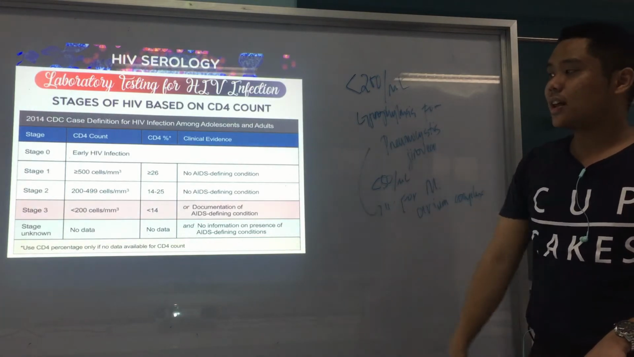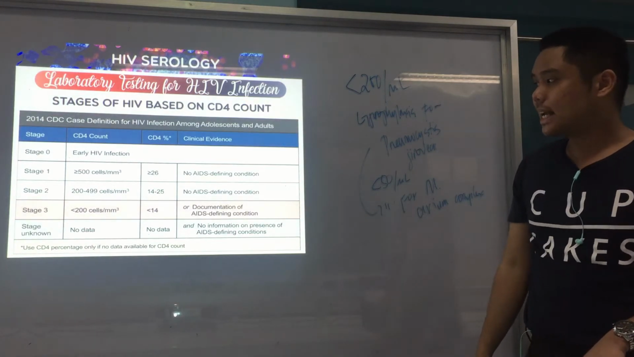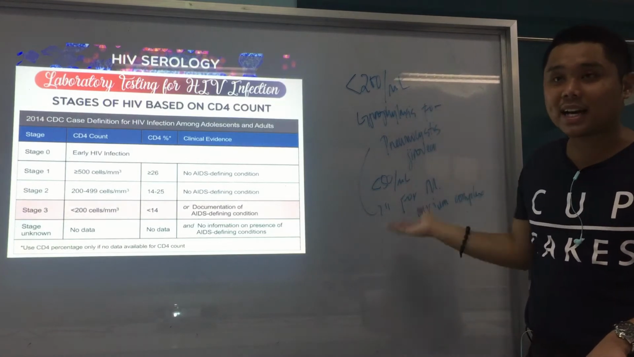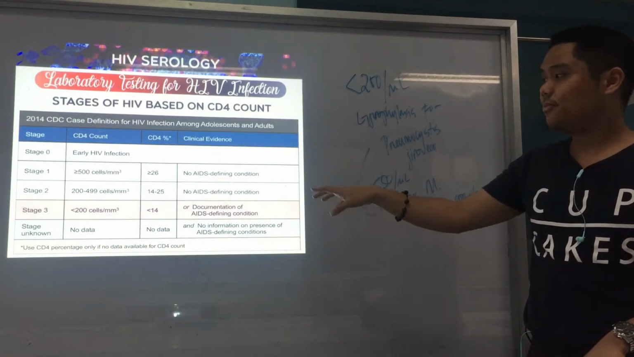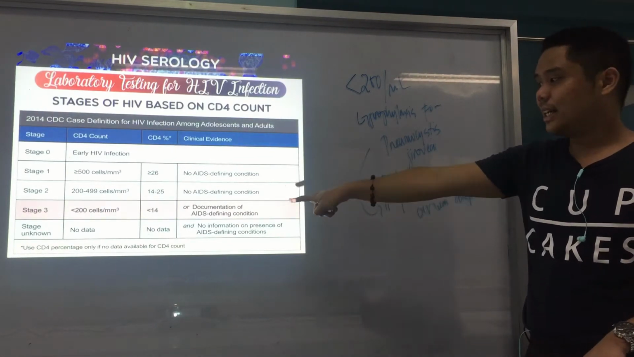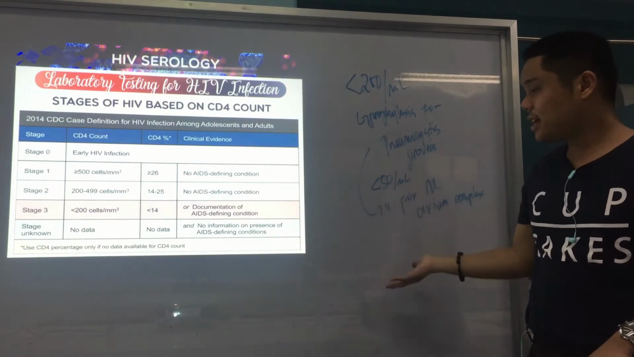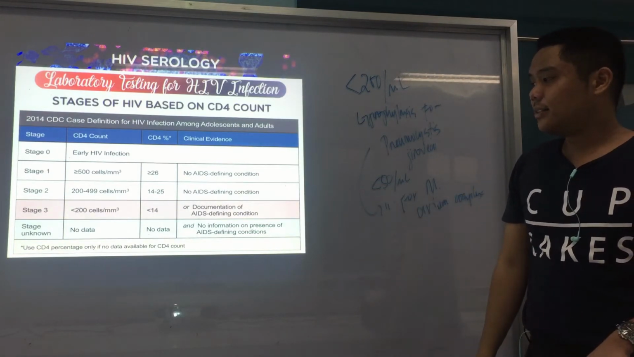Stage 1, greater than or equal to 500, or your percentage is greater than or equal to 26. No AIDS-defining condition, meaning wala pa kay Pneumocystis infection, wala pa kay candidiasis. Stage 2, you have 200 to 499, no AIDS-defining condition. Stage 3, less than 200 na, or may AIDS-defining condition, so you're starting to develop pneumonia, Kaposi sarcoma.